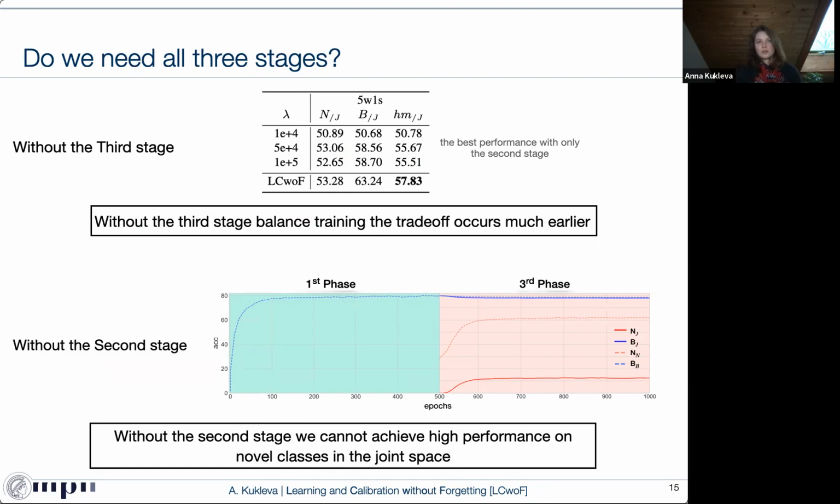So if we keep this constraint stronger, then we keep base classes much higher, and you see the accuracy on base classes increases. But at the same time, accuracy on the novel classes starts decreasing from some moment. And then if we keep this even higher, accuracy on the novel classes goes down even more, and on base classes it increases. But with the third stage, it's an auto parameter.